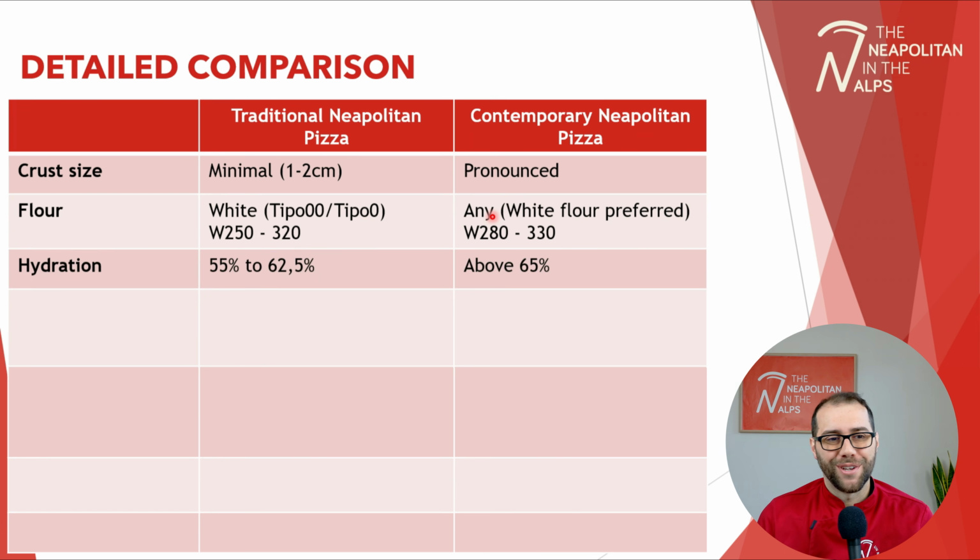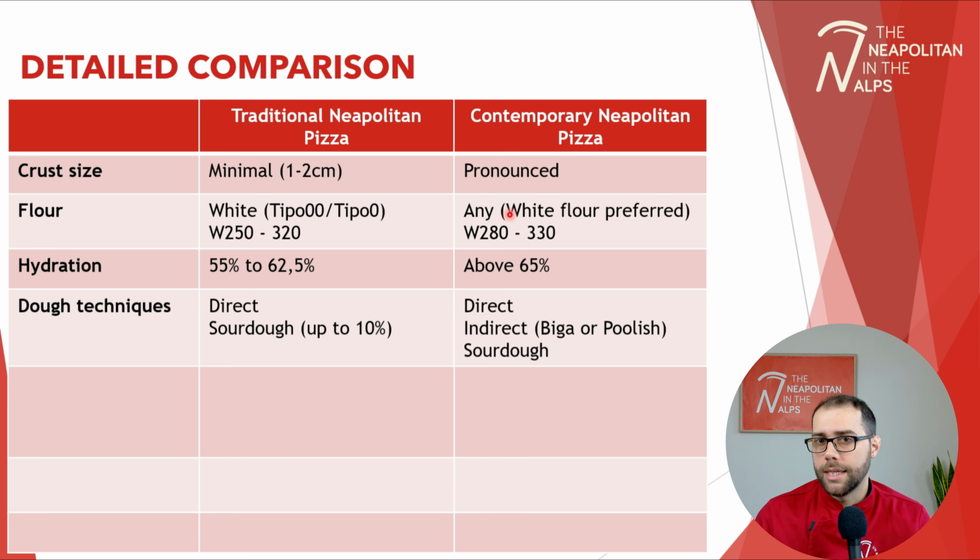Next, we're going to talk about hydration. Traditional Neapolitan pizza is less hydrated than the contemporary Neapolitan pizza, between 55 and 62.5%. For contemporary Neapolitan pizza, we have a higher hydration. Why is that? It's because we're working with a higher tenacity dough. The flour is stronger. Generally, the protocol and the recipe will give higher tenacity, so we need more water in order to have a more balanced dough.